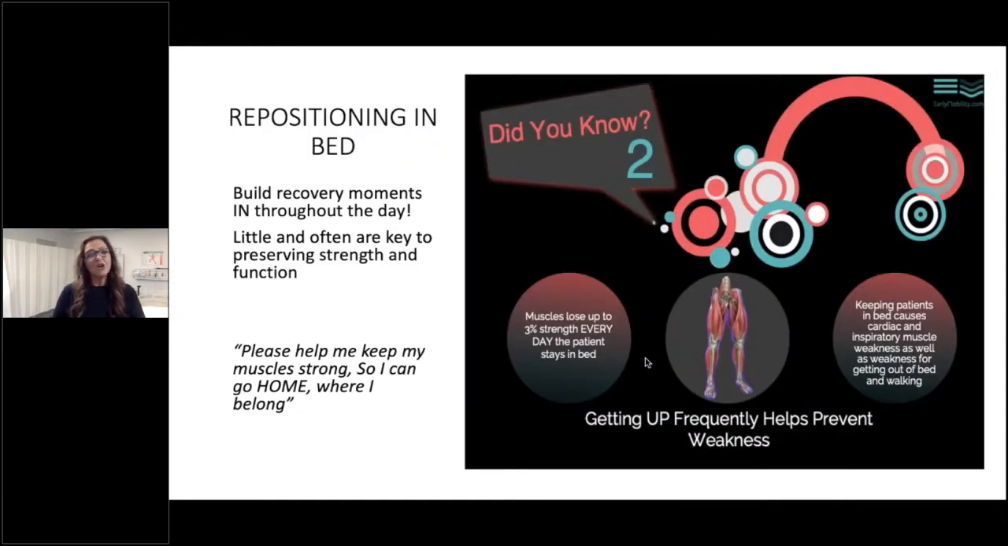Repositioning in bed. Remember to build recovery in. Do not do it passively for your patient unless they absolutely cannot help. Use the equipment to help you. If they are a level 2, 3, or 4, this means they can sit up at the edge of the bed and they may be able to scooch their bottom up.